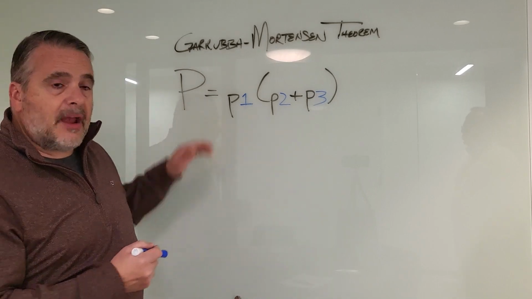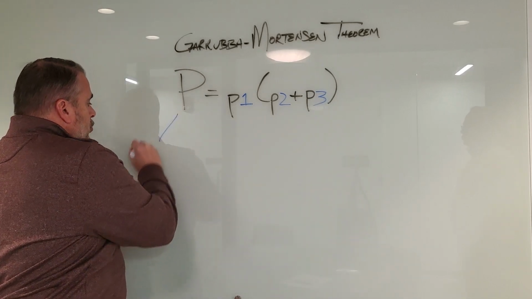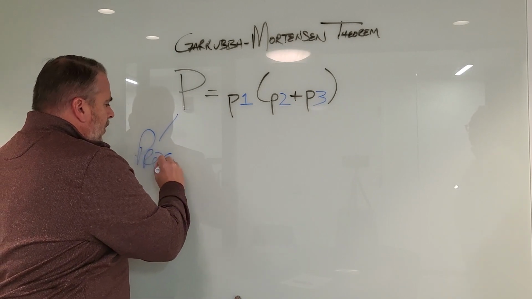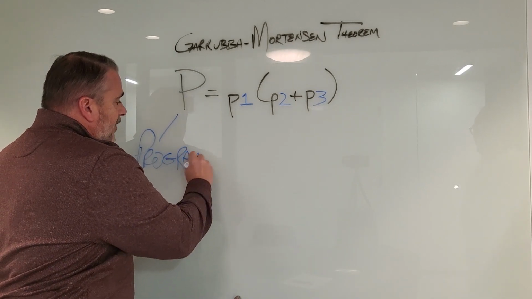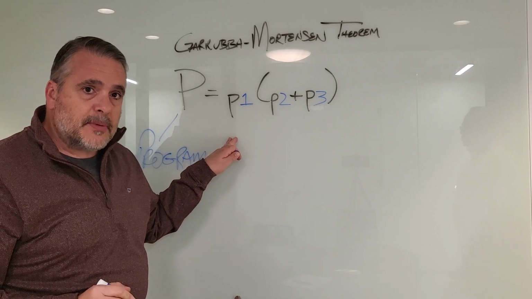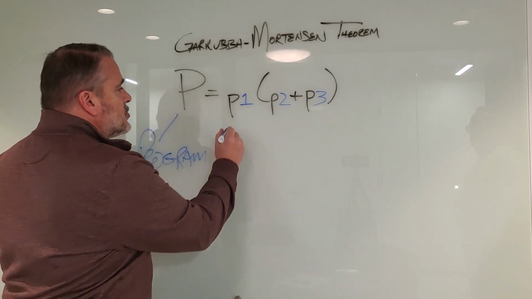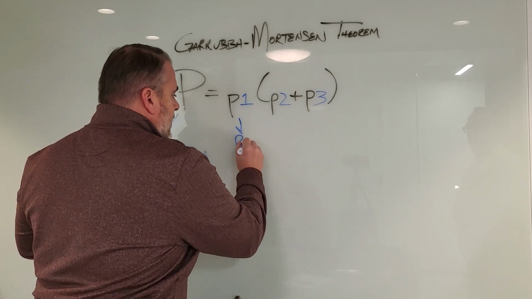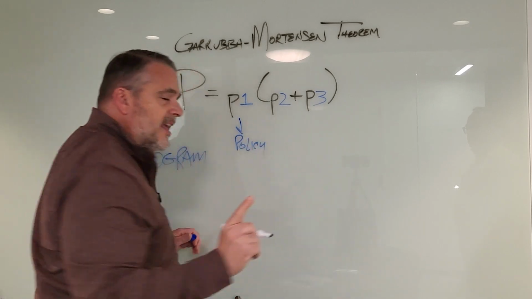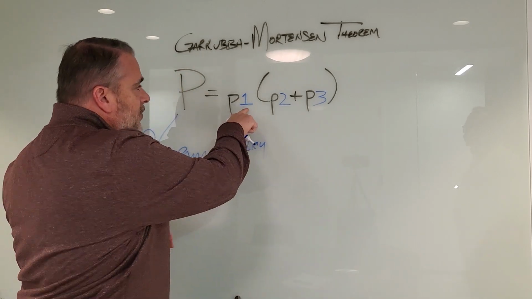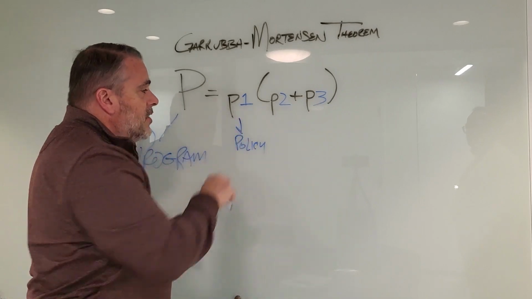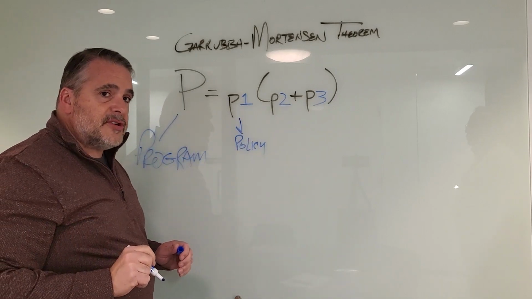This big P here is actually your program, whatever program you want to do. In this case, we're talking about a third-party risk management program. This P1 is actually your policy. This is the governing document that you have, and it's of the most importance. That's why you have your policy in first position.